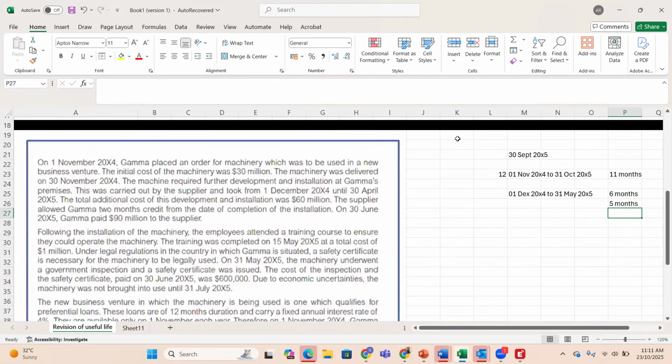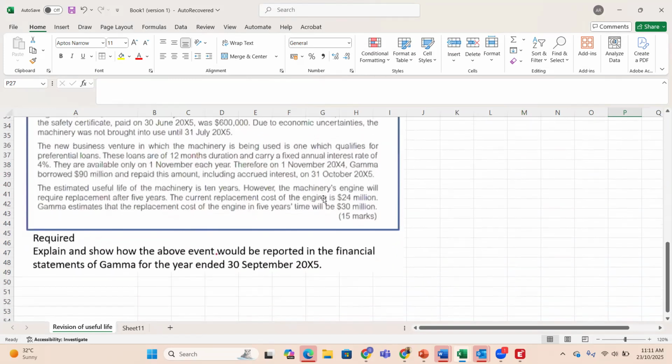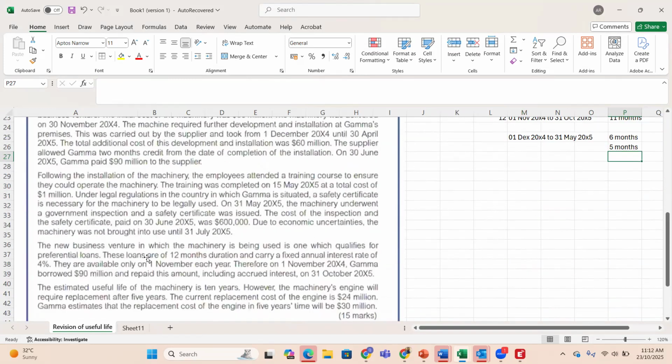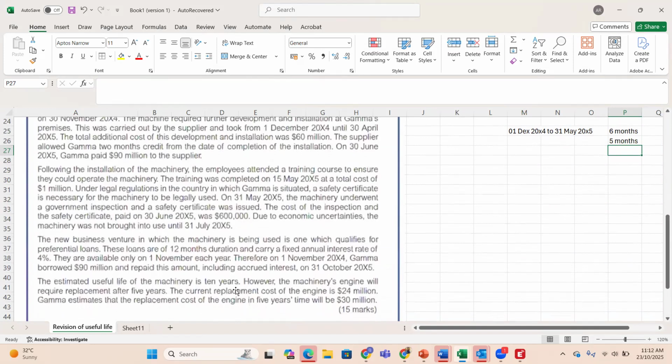When did you recognize PPE? It was only delivered now. How can you do a prior period capitalization on that? So you can't. And then the estimated useful life of the machinery is 10 years. However, the machinery's engine will require replacement after 5 years.